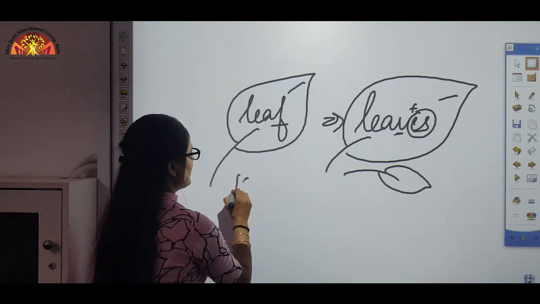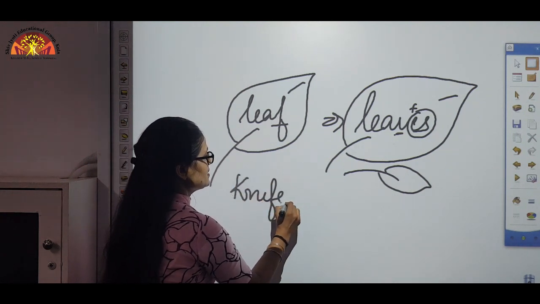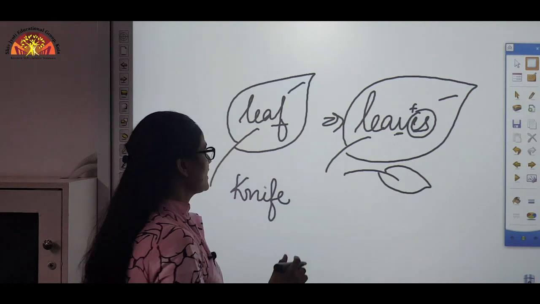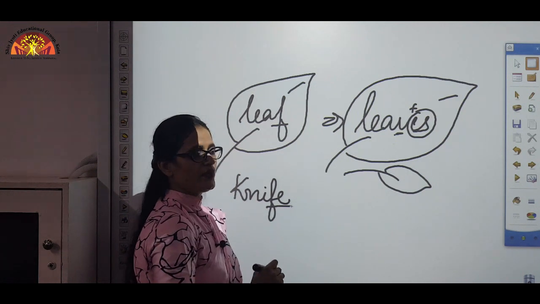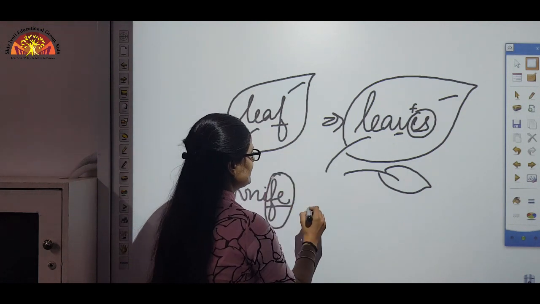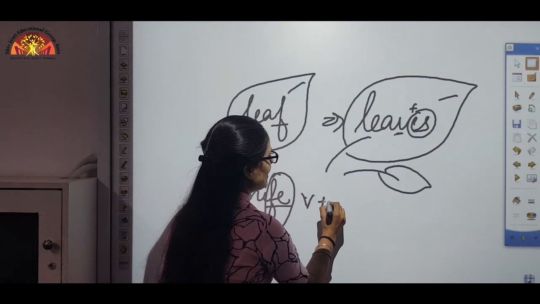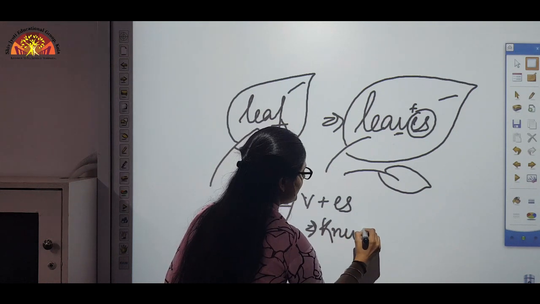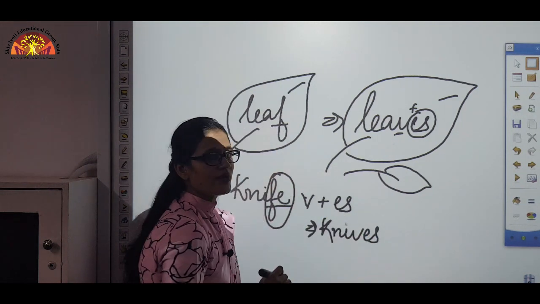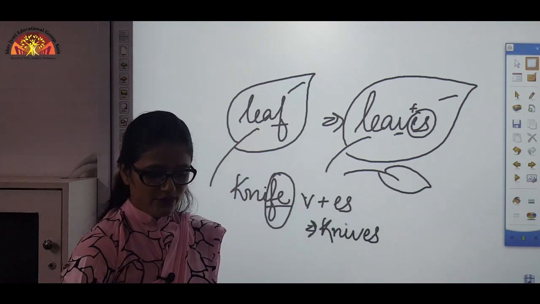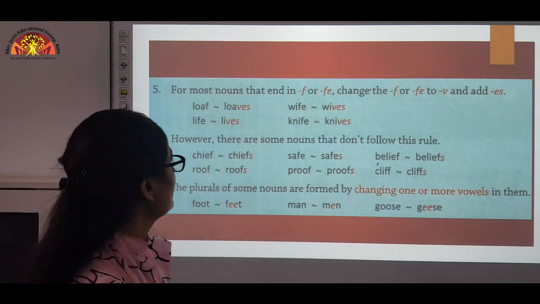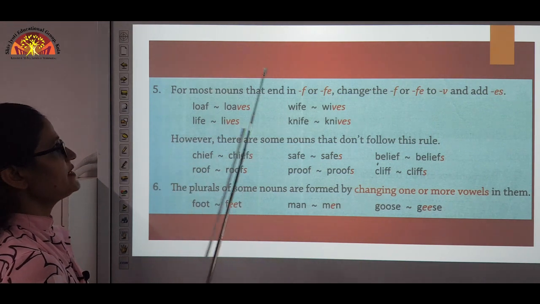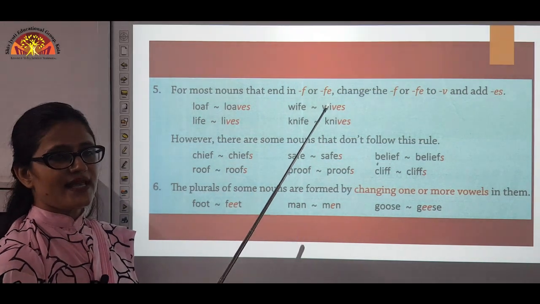Suppose my next word is knife. Knife means which is used to cut vegetables, fruits, चक्कू जिसको हम हिंदी में बोलते हैं. If FE is at the end, what I'll do? I'll just remove FE and in the place of FE I'll write V and I will add ES. So the correct word will be KNIVES. So like this you can convert these words into plural form. Okay. Loaf, loaves, wife, wives, life, lives, knife, knives. I had explained this example to you.